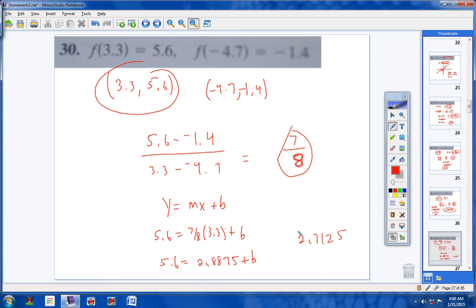And it would be positive, so this is your b right here, so your answer would be y equals, your slope is 7/8, so 7/8x plus 2.7125. And there you go.